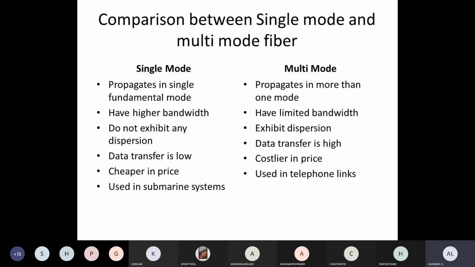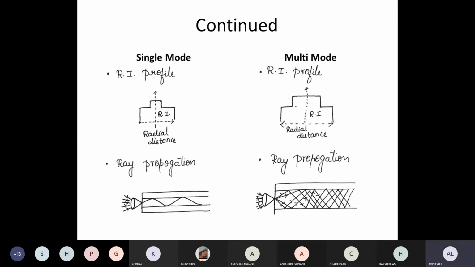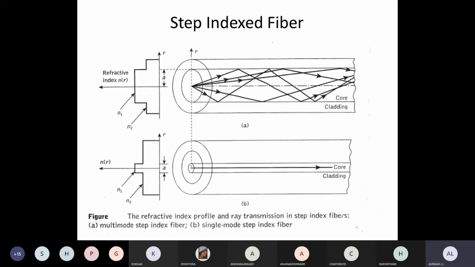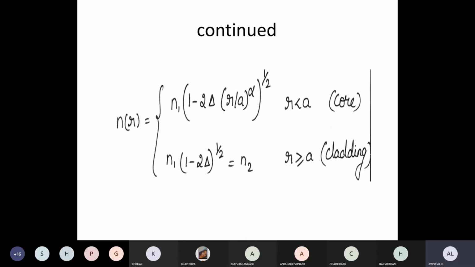Later we started with the comparison of single-mode and multimode fiber. These are some of the differences we have understood, and we have seen the geometrical structure also. And we have seen the refractive index profile and ray propagation diagram. Later we started with the step index fiber. What we mean by step index and graded index, we have seen in the last classes.